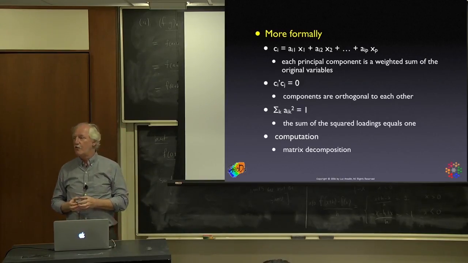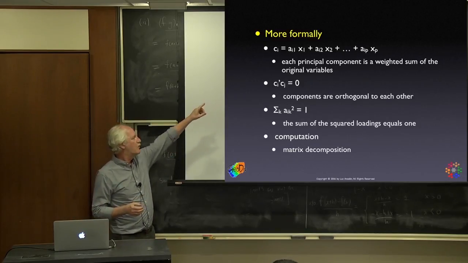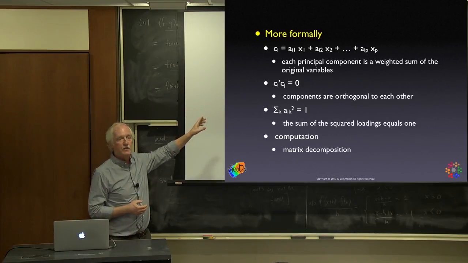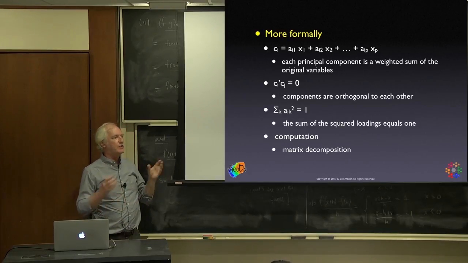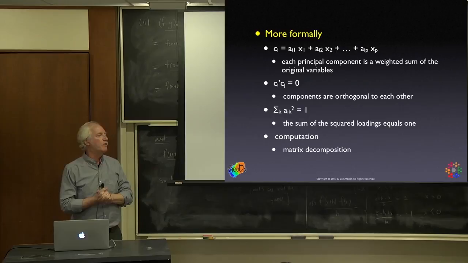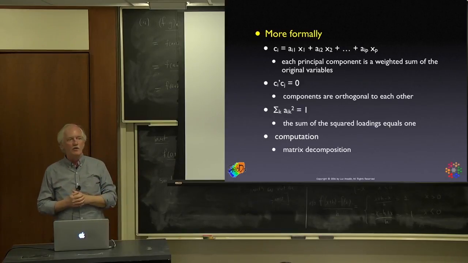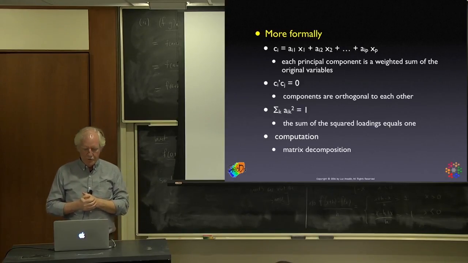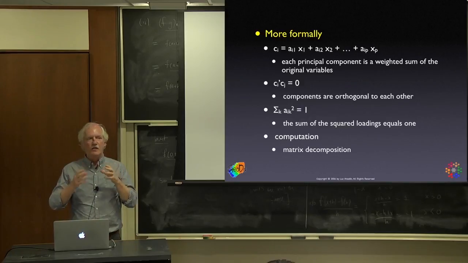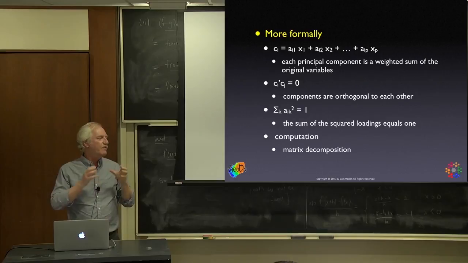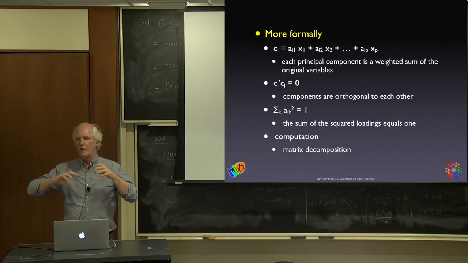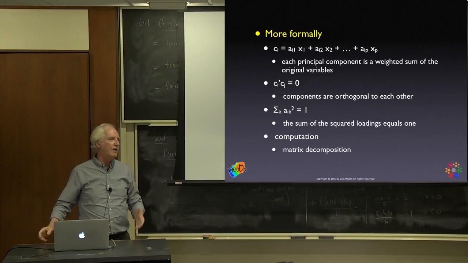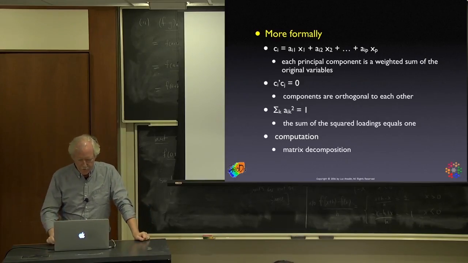And then also, for practical purposes, these coefficients, called loadings in the PCA literature, the A's, are scaled such that the sum of their squares equals 1. That's just a convention to make things comparable. The reason you need to do this is because we're dealing with the contribution to the variance. If you don't rescale this, then a single variable with a lot of variance would dominate the whole thing, and you don't want that.